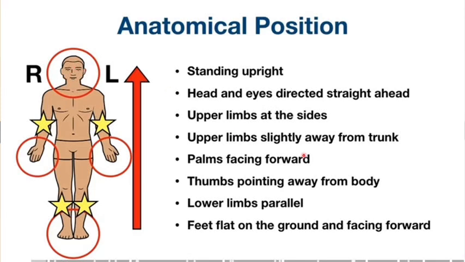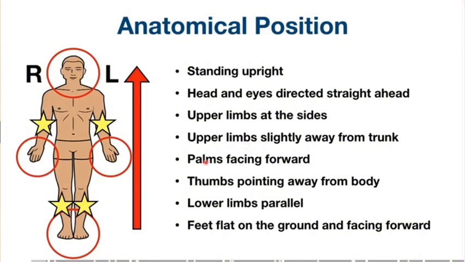Then the upper limbs are at the sides. Both of the upper limbs are on the side, not on the shoulder or behind your back. It's close to your sides. Then the upper limbs are slightly away from the trunk. This whole place is the trunk. Your upper limb is slightly away from the trunk, so you see there's this angle. Because it's away from the trunk, it creates an angle.